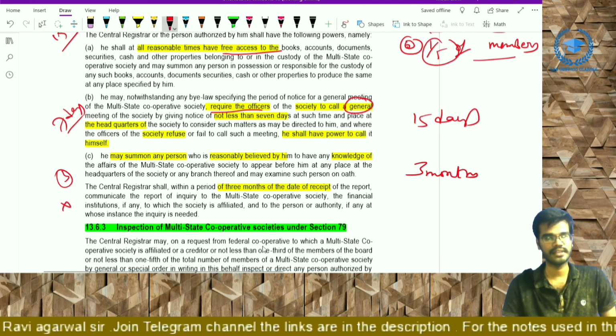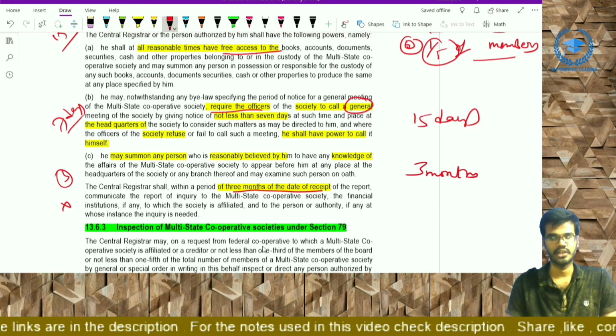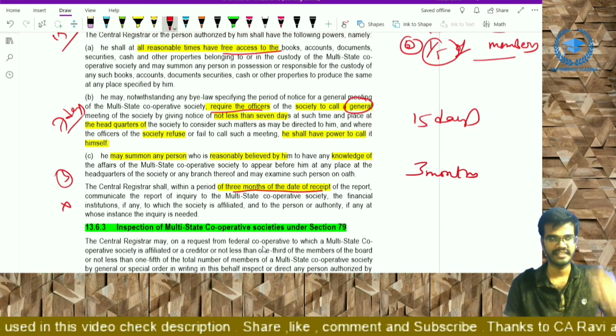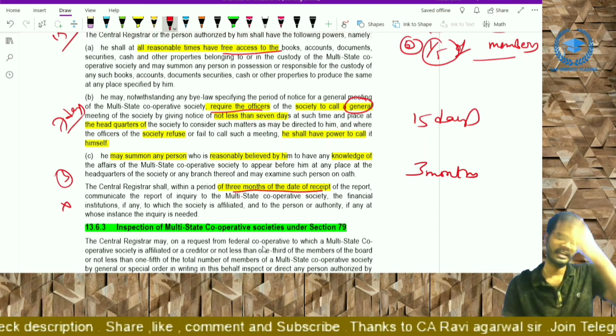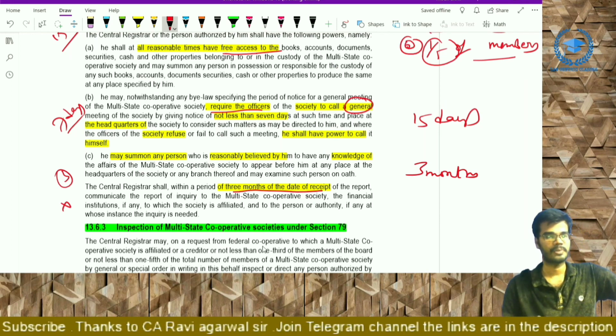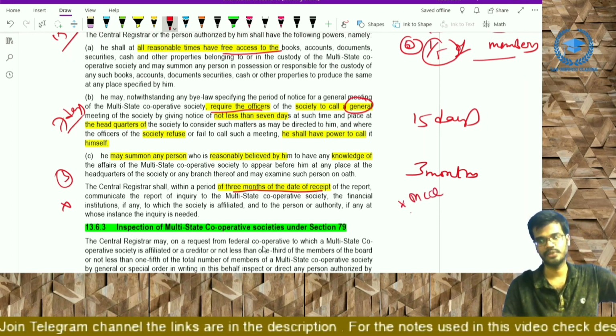And one important point here is that the central registrar shall, within a period of 3 months of the date of receipt of the report, communicate the report of inquiry to the multi-state cooperative society. That report shall be supplied to the multi-state cooperative society within 3 months of its receipt. That time limit is there, and it may be asked in an MCQ.